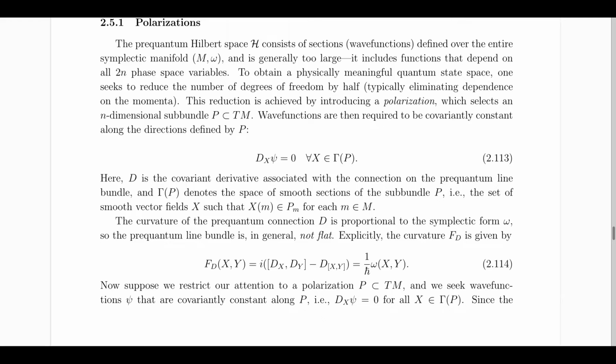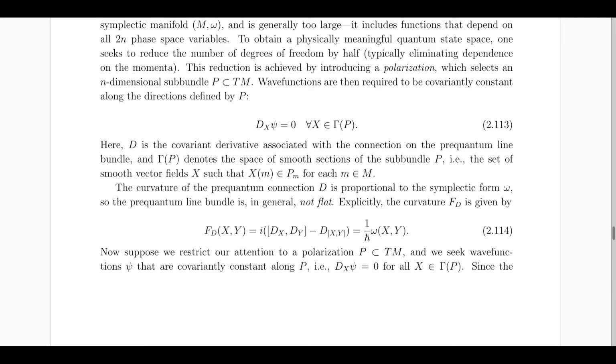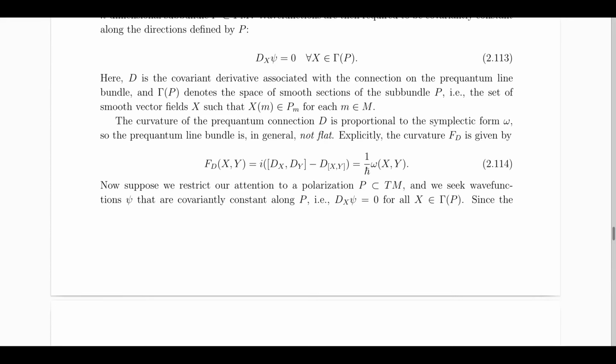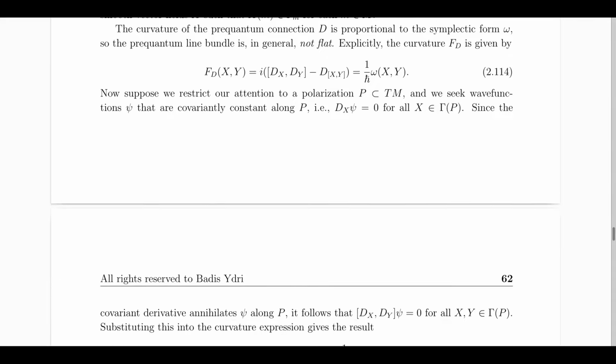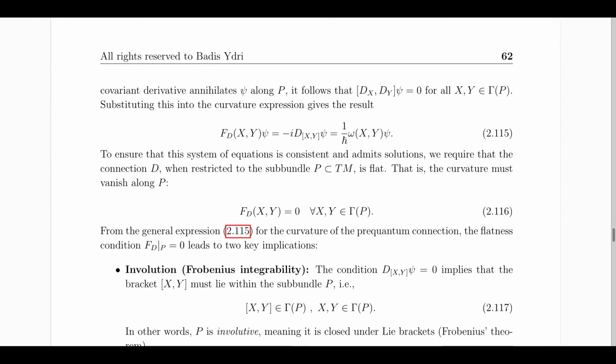More precisely, the wave functions are required to be covariantly constant along the directions defined by the polarization. This means, for every vector field in the polarization, the covariant derivative of the wave function vanishes. However, the connection on our prequantum line bundle has curvature, and that curvature is proportional to the symplectic form. Now, when we restrict the connection to the polarization directions, consistency requires that this restricted connection be flat. In other words, the curvature must vanish along those directions.